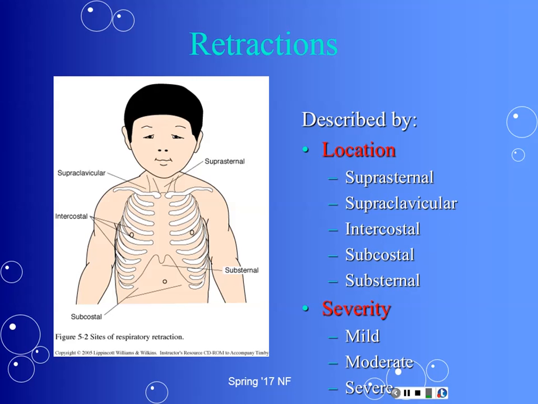One of the things when you're assessing kids, if they're having increased work of breathing and retractions, you want to note where the retractions are. So we describe them by their location. They can be suprasternal or supraclavicular, which is up here. A lot of times you'll see that with upper airway obstructions versus your intercostal and substernals, lower airway a lot of the time, so it gives you an idea of where the issue is. And then they can also have subcostals. You want to note whether they're mild, moderate, or severe, and if they change throughout your assessment. And as y'all saw in that video, you may have to get a different angle to see how bad the retractions are, like from looking at the head of the bed versus looking sideways on.